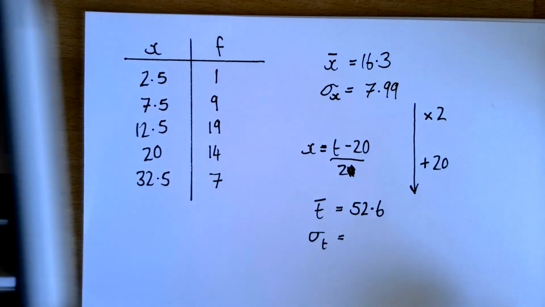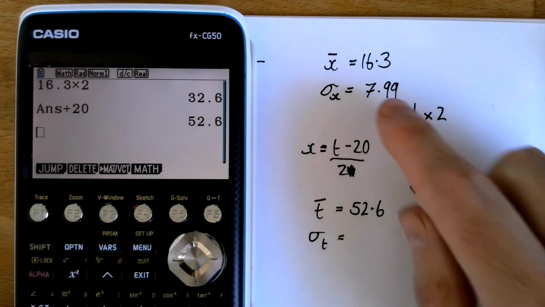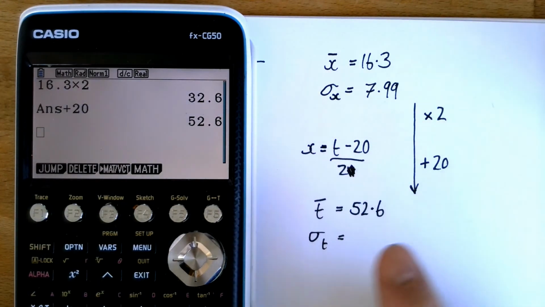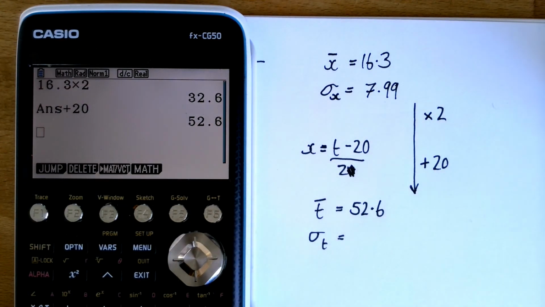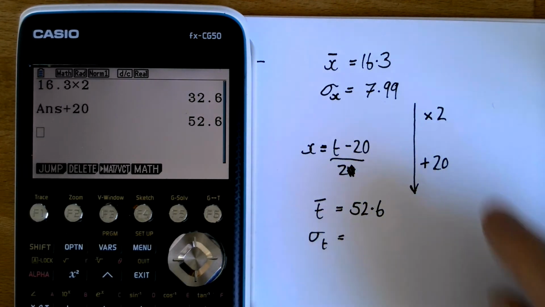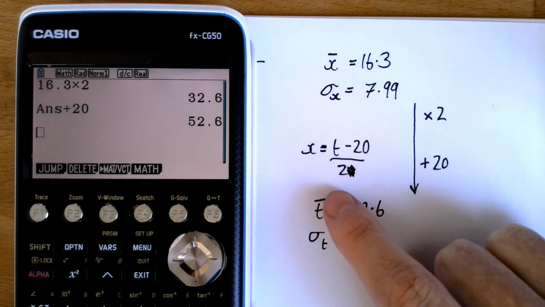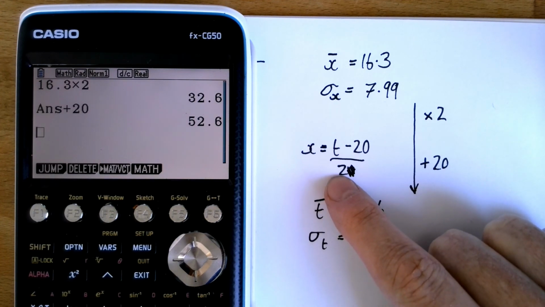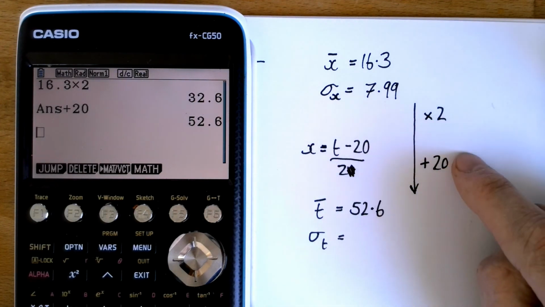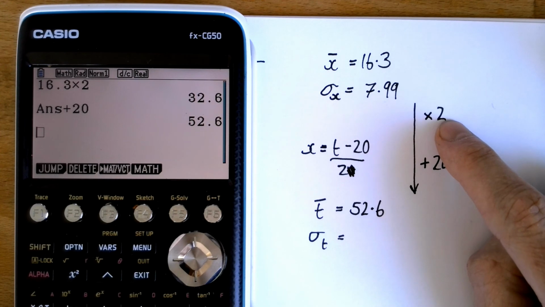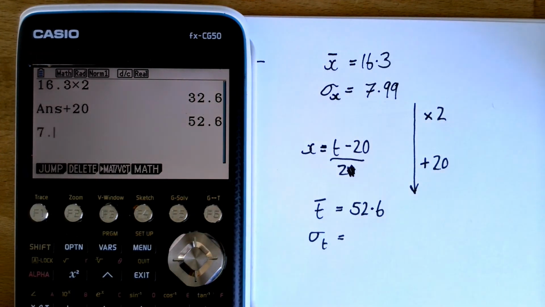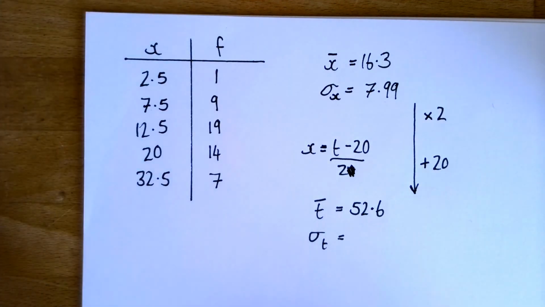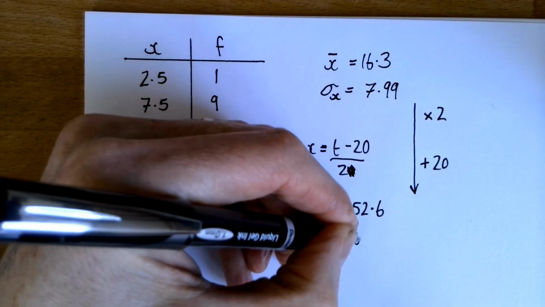However, the standard deviation is a measure of the spread of the data, and if you take away 20 or add 20 to a full set of data, it doesn't change the way it's spread. So only this, or only originally that, will have affected the standard deviation. So this is the only thing we need to do. We don't need to add 20, we just need to take our standard deviation and double it. 15.98 to 16.0 when I round it.